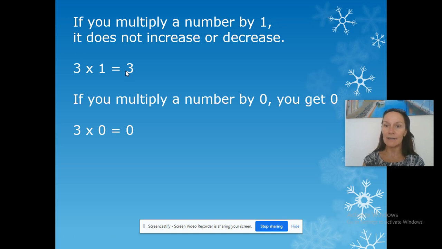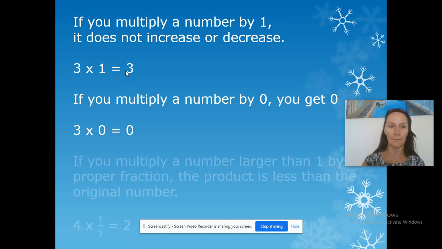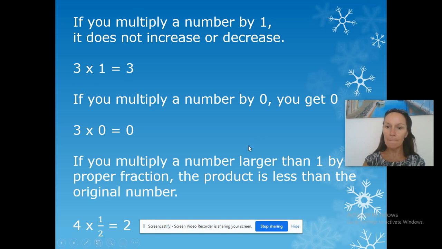If you multiply a number by 0, you always get 0. If you multiply a number larger than 1 by a proper fraction, okay, that means where the numerator is smaller than the denominator, the product is less than the original number. Just like the question we looked at first of all when we looked at the number line, 4 times a half is 2. 1/2 and 1/2 makes a whole one. Another half and another half makes another whole one. So 4 halves actually made, open my fingers, 2 whole ones.